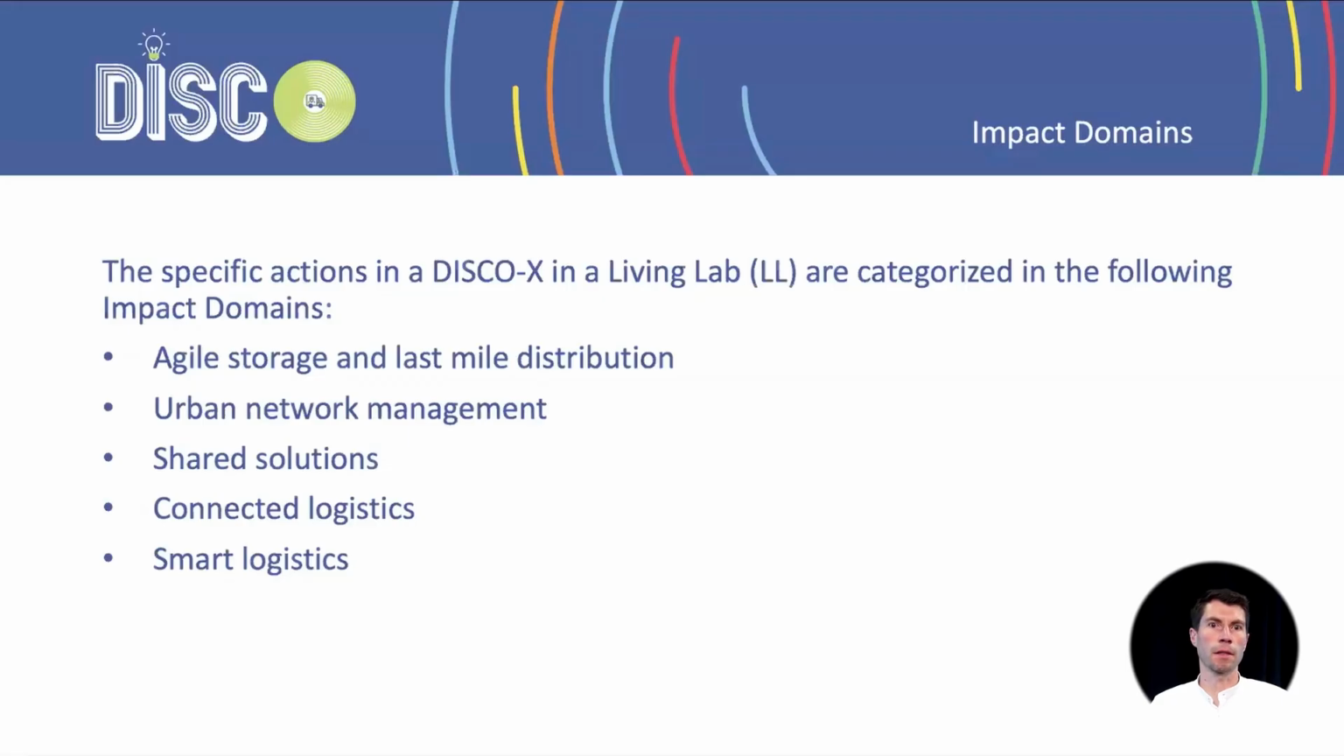The fourth is the connected logistics. This impact domain aims at leveraging advanced technology and IoT to create seamless, interconnected logistic chains and enabling real-time tracking, optimized routing, and, for example, predictive analytics. The last, the smart logistics domain, encompasses the broader utilization of data and advanced analytics to make intelligent, proactive decisions across the entire logistic ecosystem, moving beyond reactive problem solving to predictive optimization.